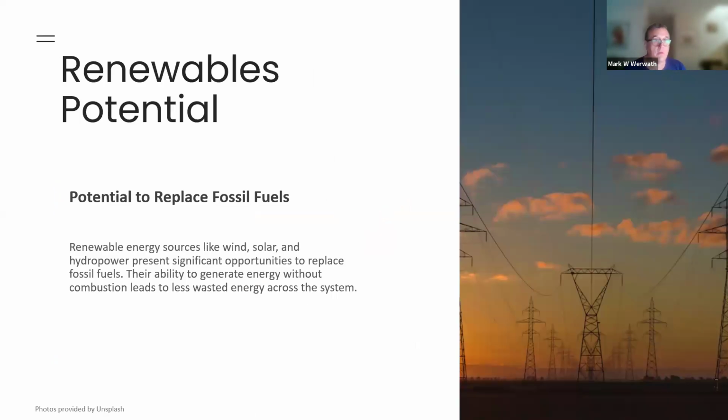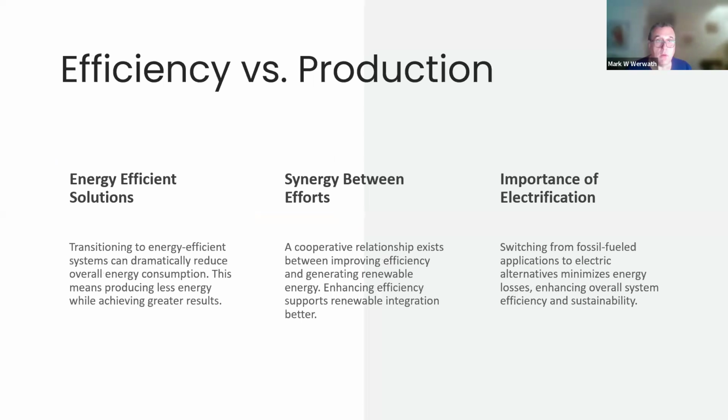The potential, though, is that renewables like wind, solar, and hydropower represent significant opportunities to replace fossil fuels. Their ability to generate energy without combustion leads to less waste across the system, so less rejected energy, right? Transitioning to energy efficient systems can dramatically reduce overall consumption. This means producing less energy while achieving the same or greater results, right? Cooperative relationships exist between improving efficiency and generating renewable energy. Enhancing efficiency efforts supports renewable integration better.